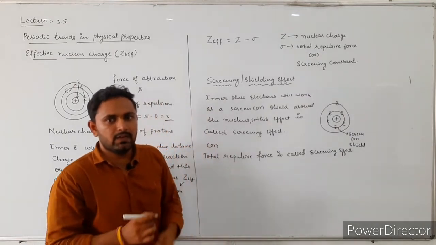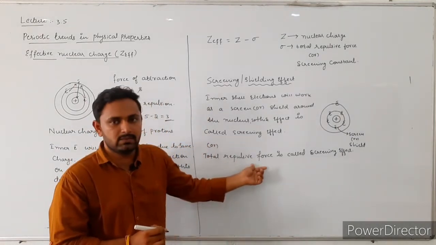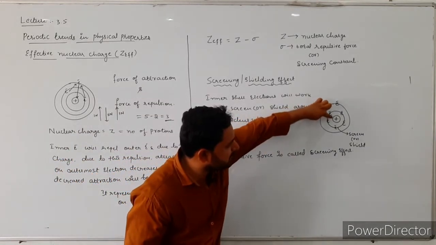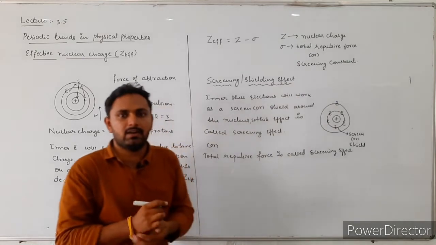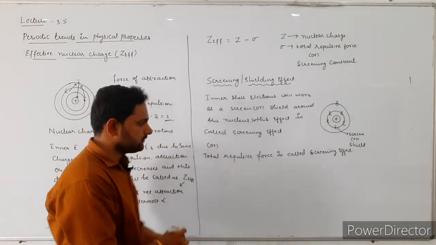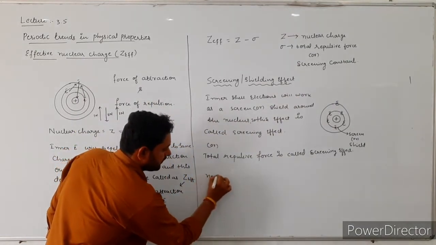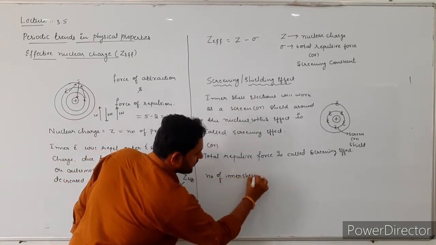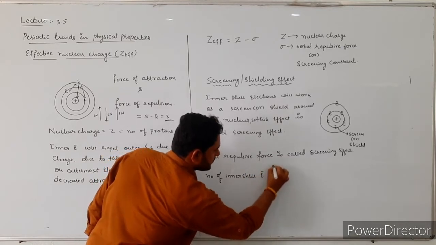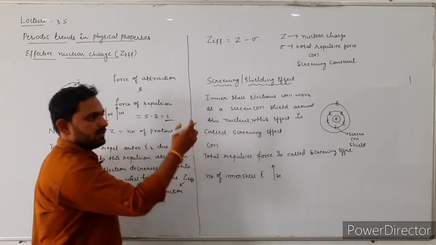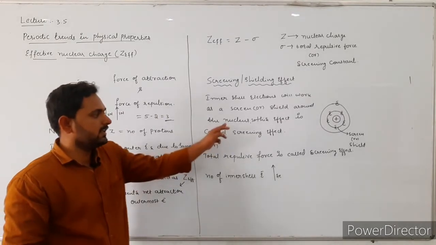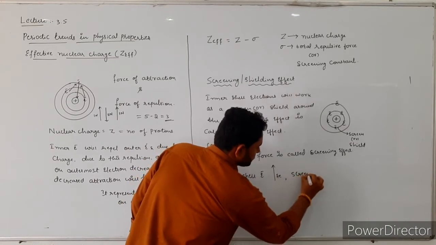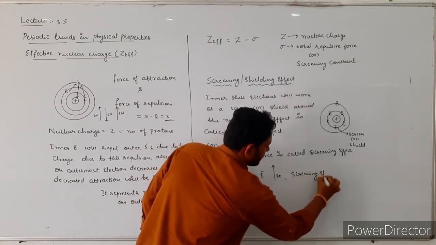If screening around the nucleus increases, the repulsive force also increases. If repulsive force increases, the force of attraction between nucleus and outermost shell electron decreases. Number of inner shell electrons increases. If the number of inner shell electrons increases, then screening effect increases.